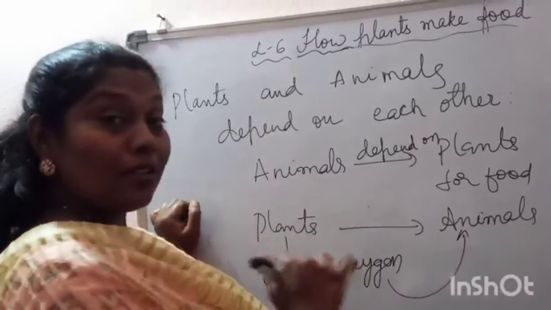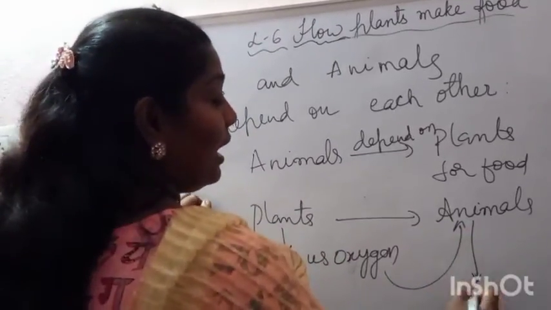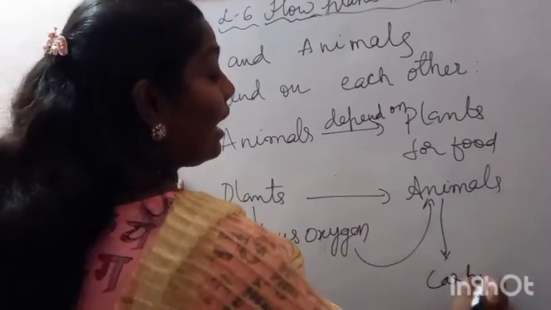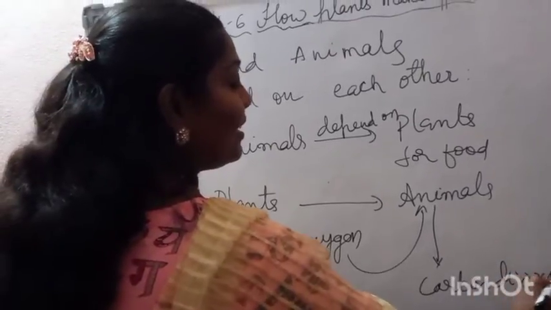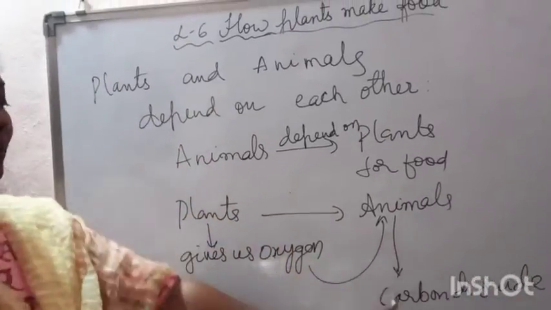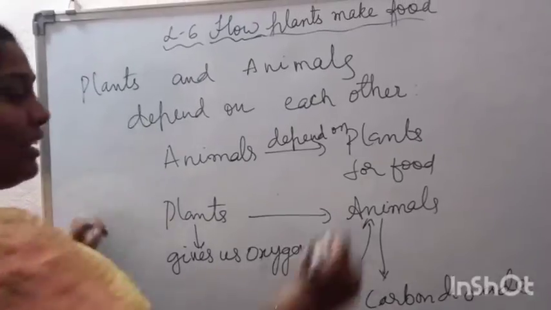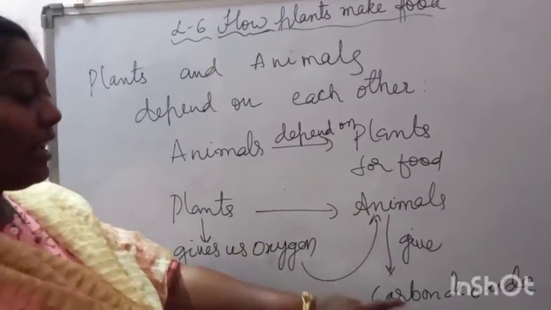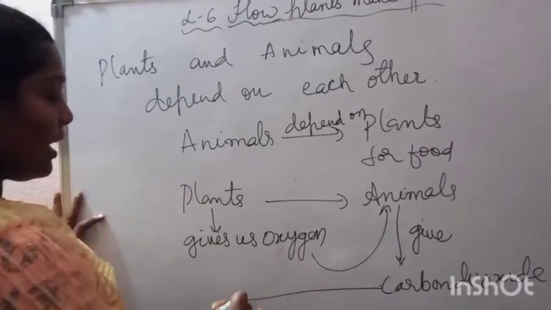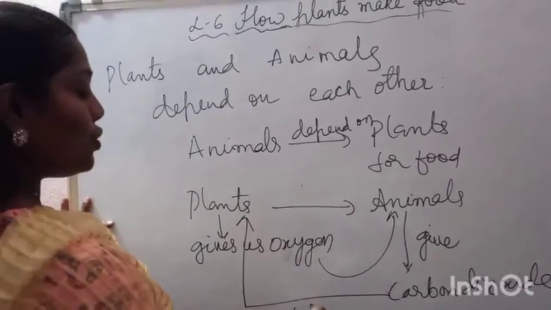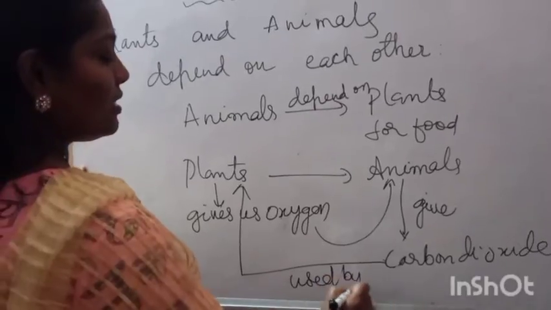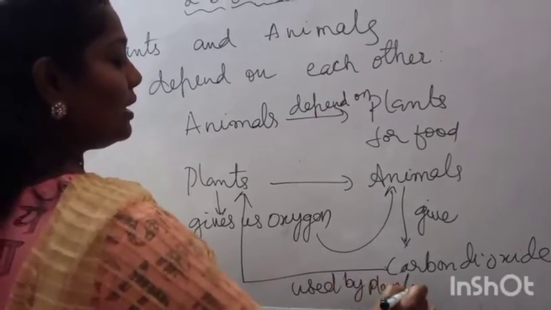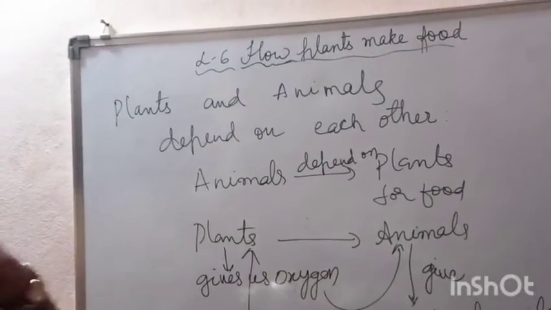And what do animals give? Animals give carbon dioxide. What are animals giving, children? Animals give carbon dioxide and this carbon dioxide is used by plants. Is used by plants.